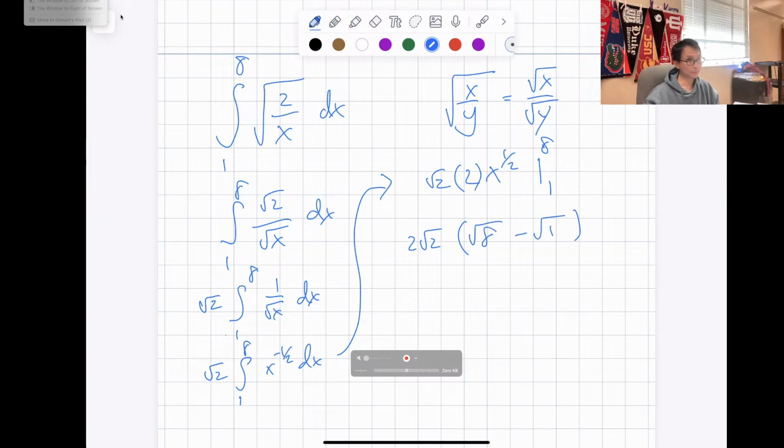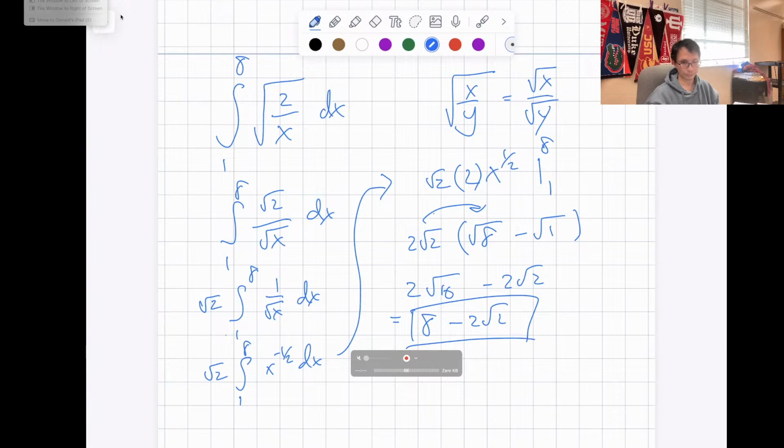Does that make sense? How did you go from that bottom to the next line? I integrate x to the negative 1/2, so it'll be x to the positive 1/2 divided by 1/2. So it'll be times 2. So this one is going to be 2 root 16 minus 2 root 2. That's going to give you 2 times 4 is 8, minus 2 root 2. So this question looks kind of gross, but it's okay. It's actually not bad.